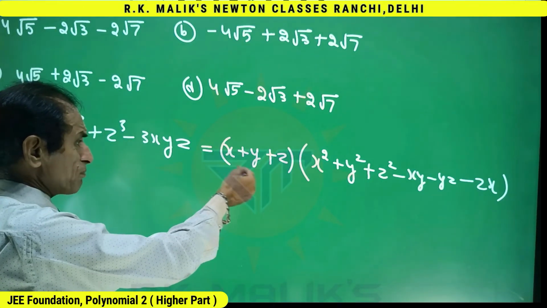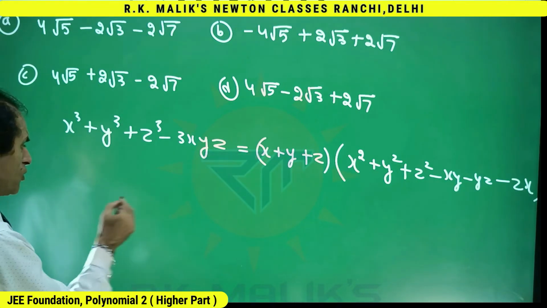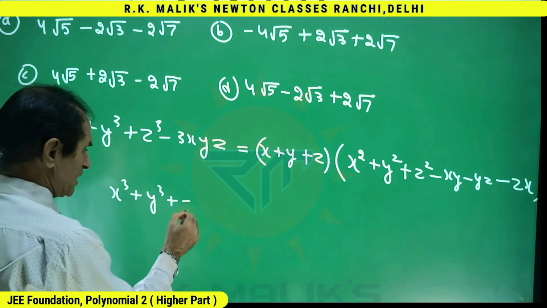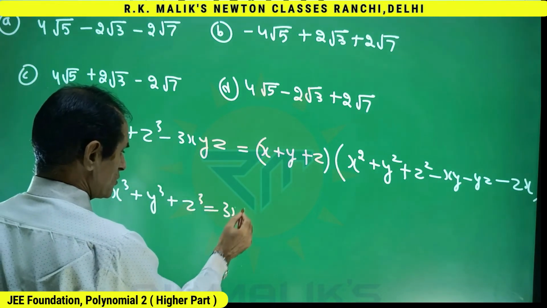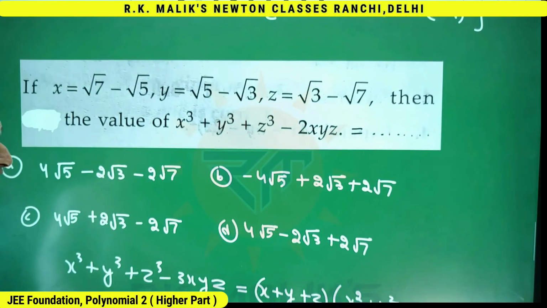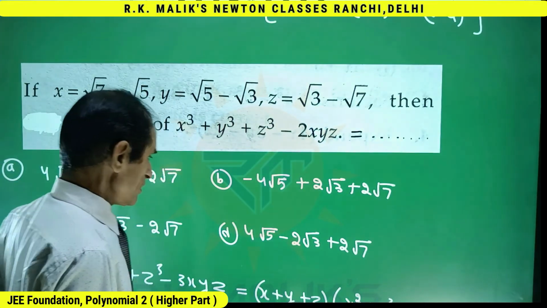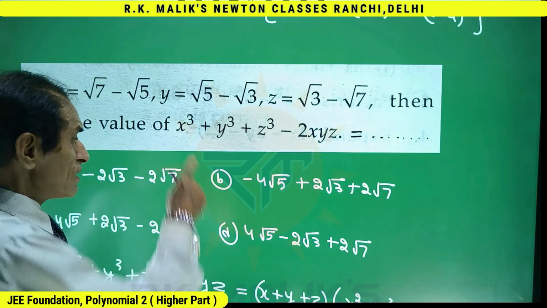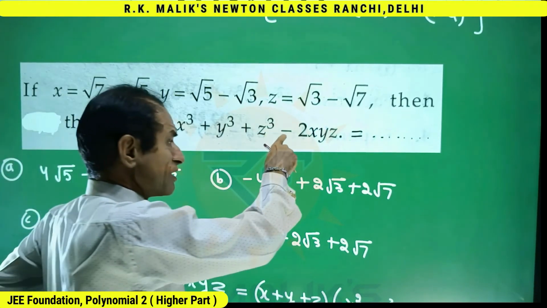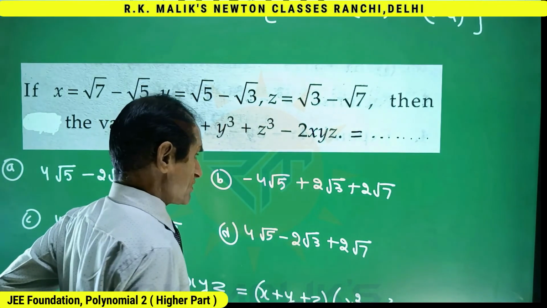And in case x plus y plus z is 0, we get the conclusion that x cube plus y cube plus z cube is equal to 3xyz. But here a slight change is there. Here minus 2xyz is present. Therefore, to bring the question in formula form, I write it as minus 3xyz plus xyz.